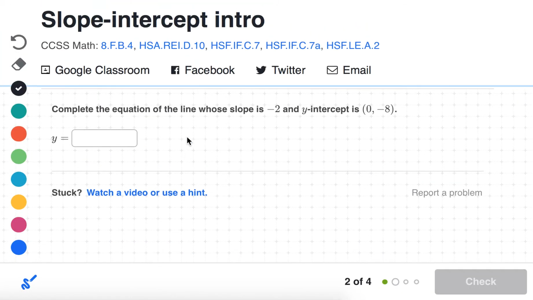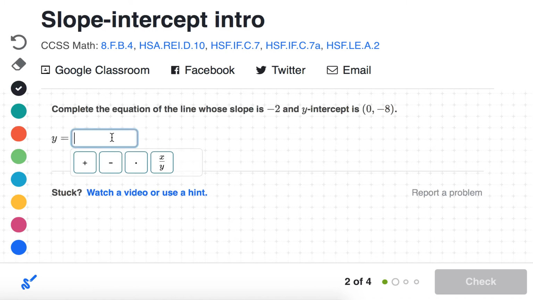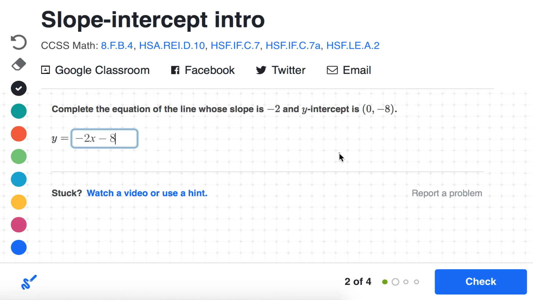Next up, complete the equation of the line whose slope is -2 and y-intercept is 0, -8. So y equals mx plus b, m is the slope, so we'll put in -2 in that slot, and the y-intercept is -8, so we're going to subtract 8. So for slope-intercept intro, again, you're not really doing any calculations, you're not solving anything, you're just showing that you understand this template called slope-intercept form. So understanding where the slope goes and where the y-intercept goes in this type of equation.